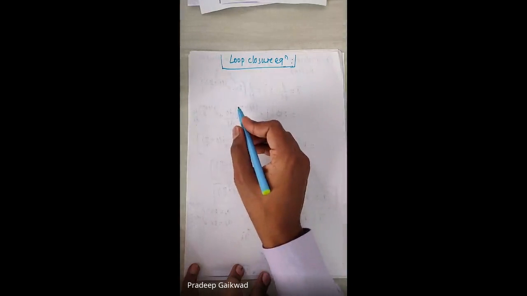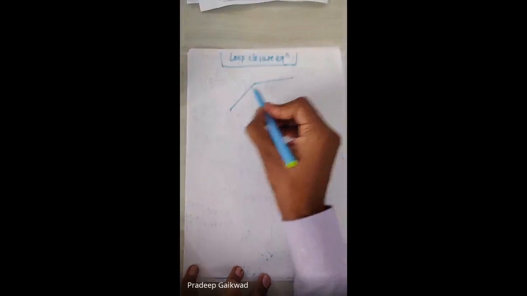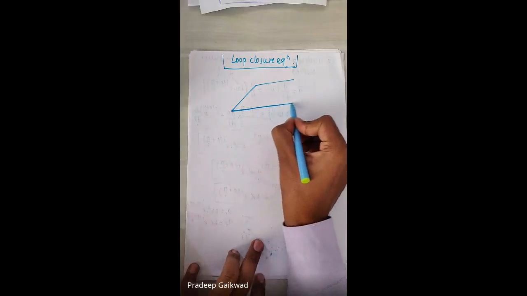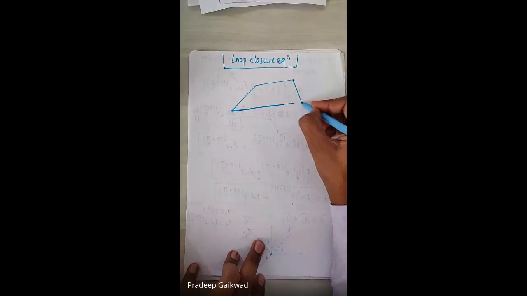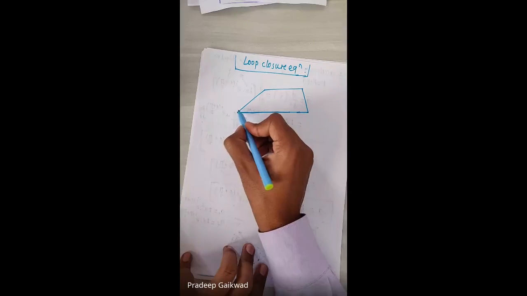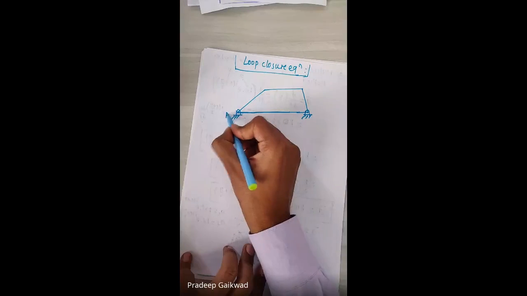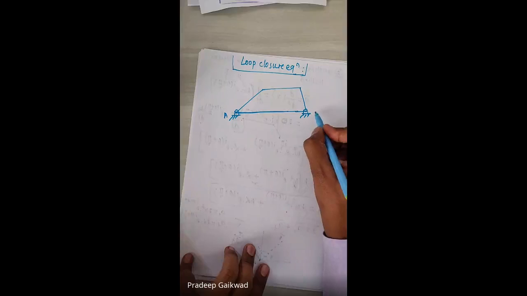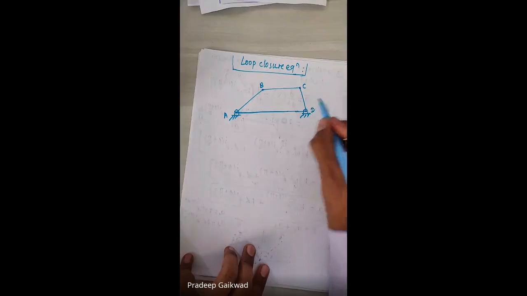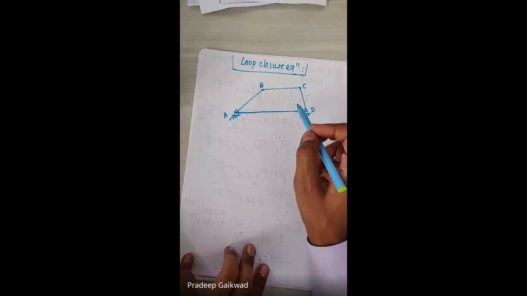So let's say consider one 4-bar mechanism like this. I consider one 4-bar mechanism, and this one is a fixed link, AB, or you can say this one is AB, C, and this one is D. So AD is a fixed link. AB, BC, and CD are the 3 other links.